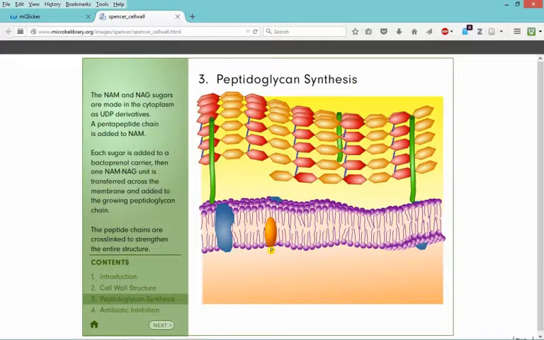I wonder if I can go back to here. No, let's try and do this. Back to Pinot. Okay, this is the basic structure that's going to be flipped outside.